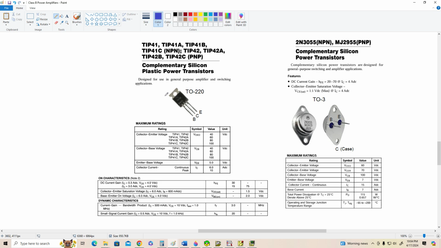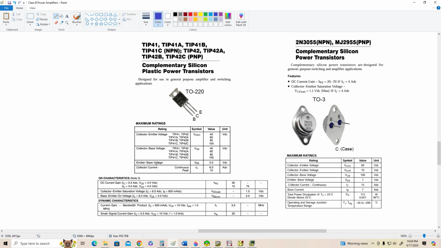The TIP41 and 42 come in a TO-220 package. They're cheap, relatively easy to get, and they're designed for general purpose amplifier and switching applications. We can get them in different breakdown voltages, VCEO, that means voltage from collector to emitter with the base open, anywhere from 40 volts to 100 volts. The 40 volt version would work just fine in our amplifier.